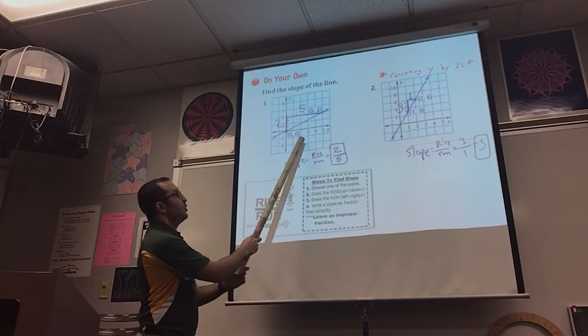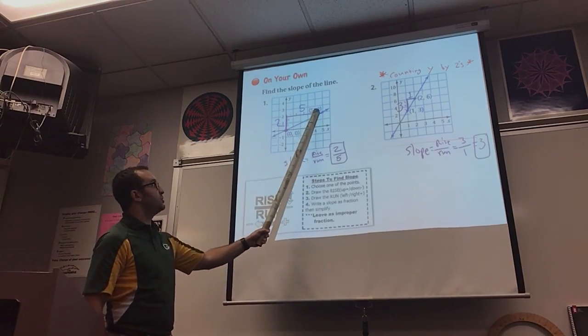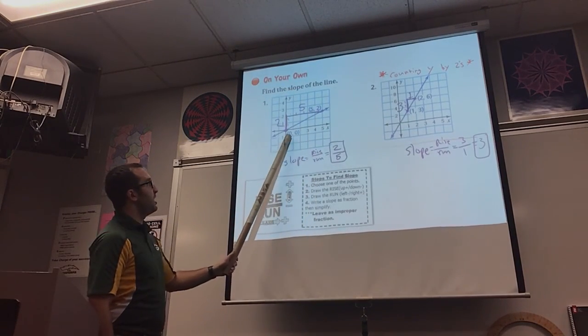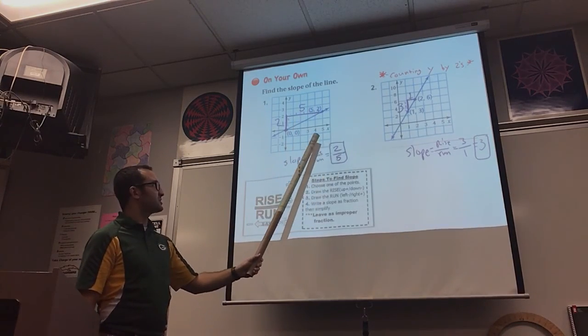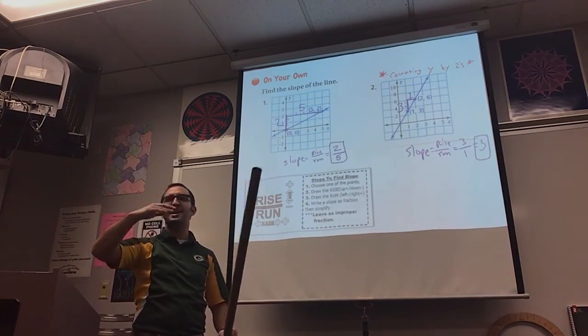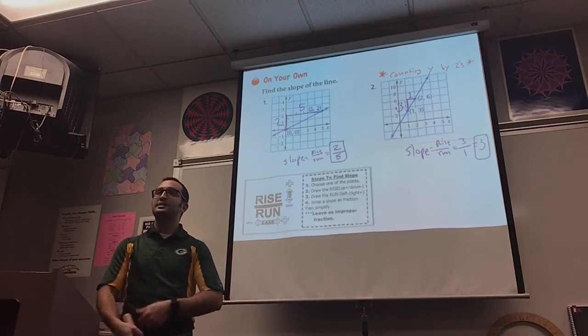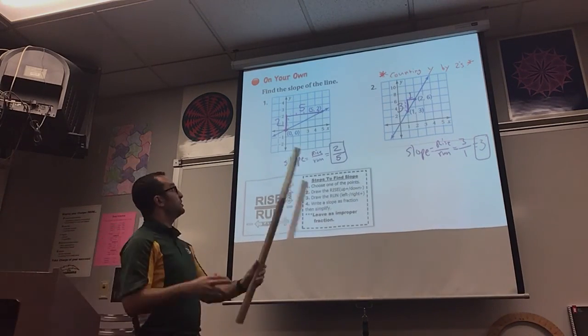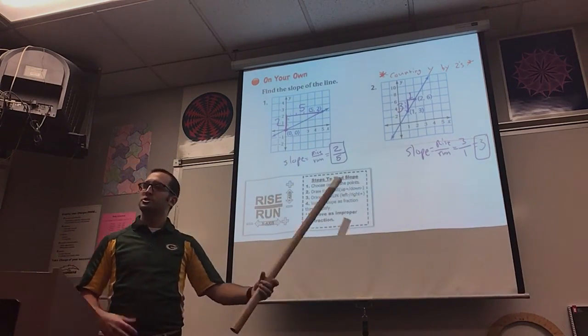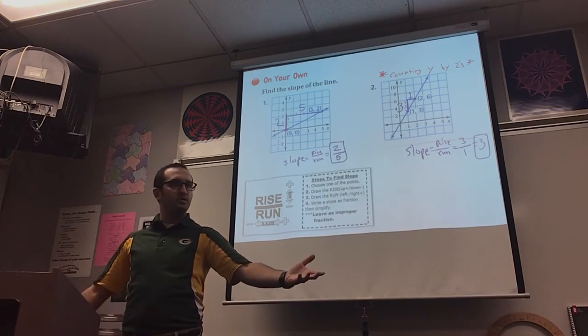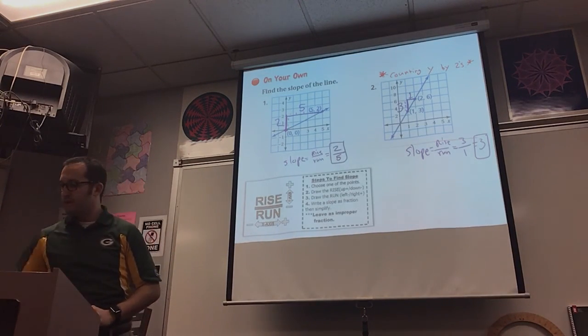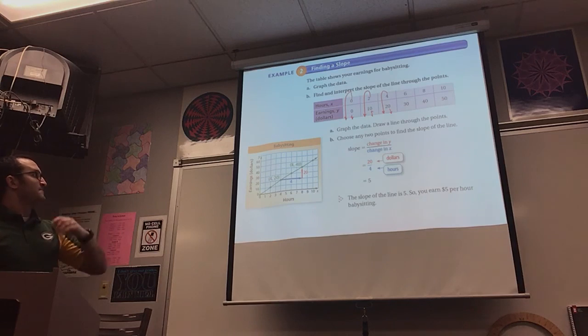Let's look at these points. What's the change in y from 0 to 2? What's the change in x from 0 to 5? So it's rise over run, change in y over change in x, is 2 over 5. So that's another way you can look at it. If you're struggling with drawing the slope triangles and counting, just look at the points. Figure out what is the change in y, what is the change in x. Now we're going to look here on this data.